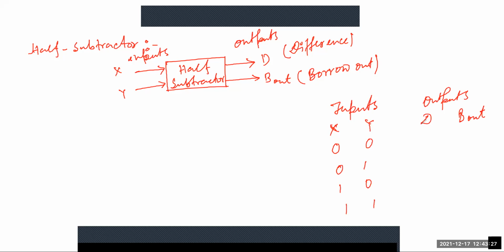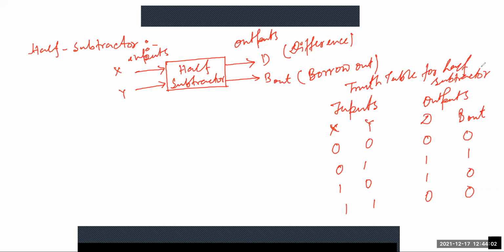So here actually the difference is, for the first combination 0 0, this is 0 0. For the second one, this is 1 and 1. For 1 0, the difference is 1 and B out is 0, and for the case of 1 1, this is 0 0. This is the truth table for half subtractor. Okay.